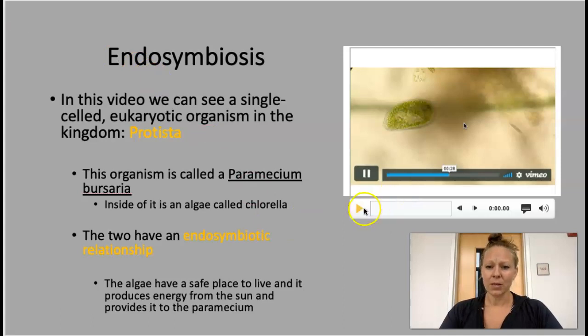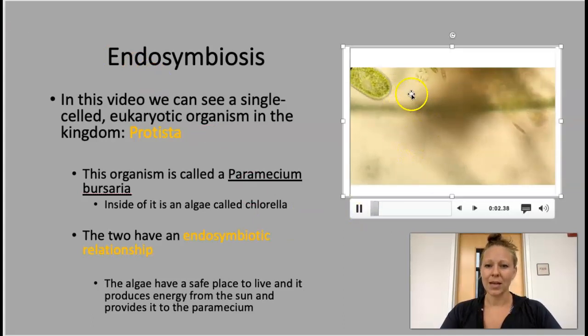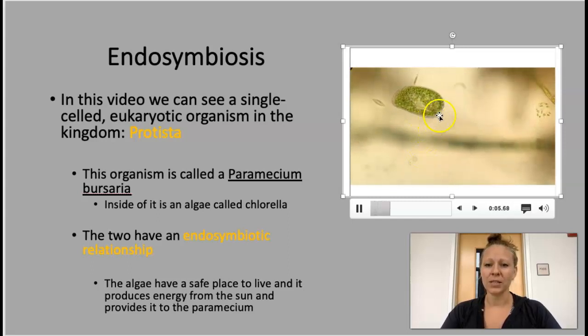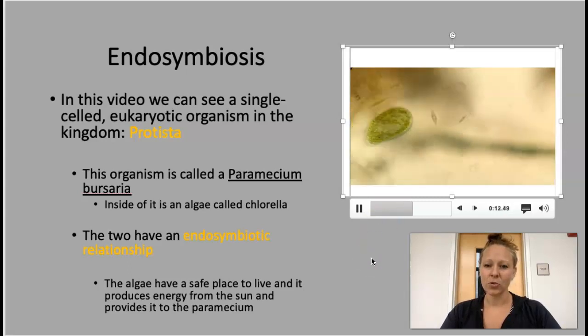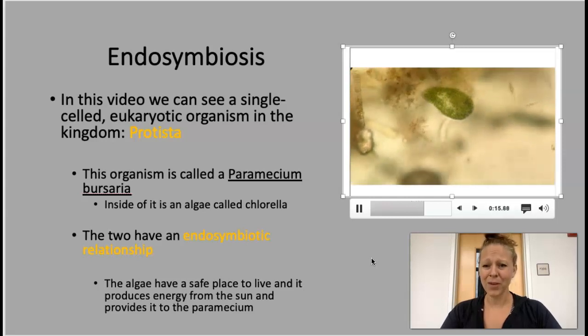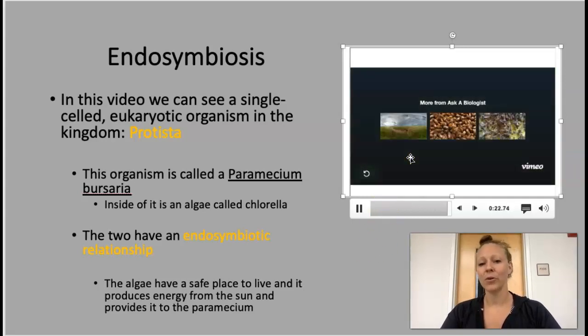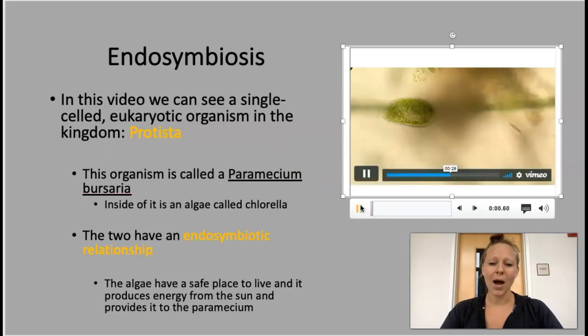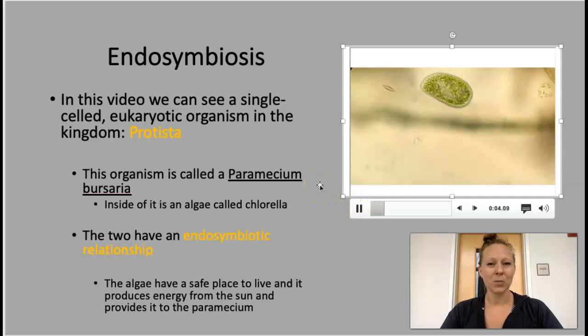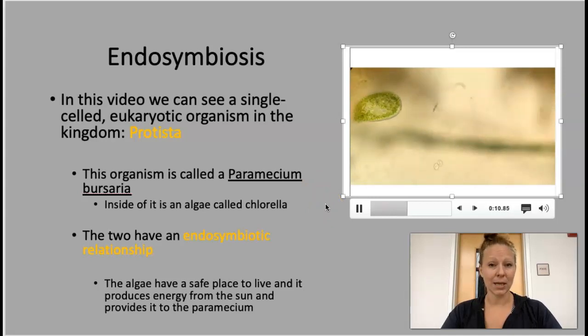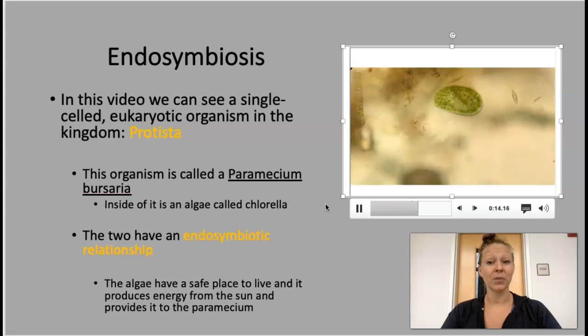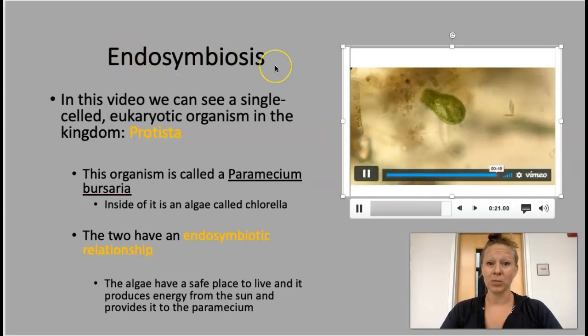So in this video, we can see an endosymbiotic relationship happening. This organism here is a Paramecium bursaria, and in it you can see little green dots. Those little green dots are a type of algae called chlorella. So there is algae, one type of organism, living inside the other organism. Why would one organism live inside the other? Well, that's because they both benefit from this relationship. The algae has a safe place to live, and it photosynthesizes, so it gives the energy that it gets from the sun to the paramecium so that they both benefit. This is an endosymbiotic relationship that we see today.